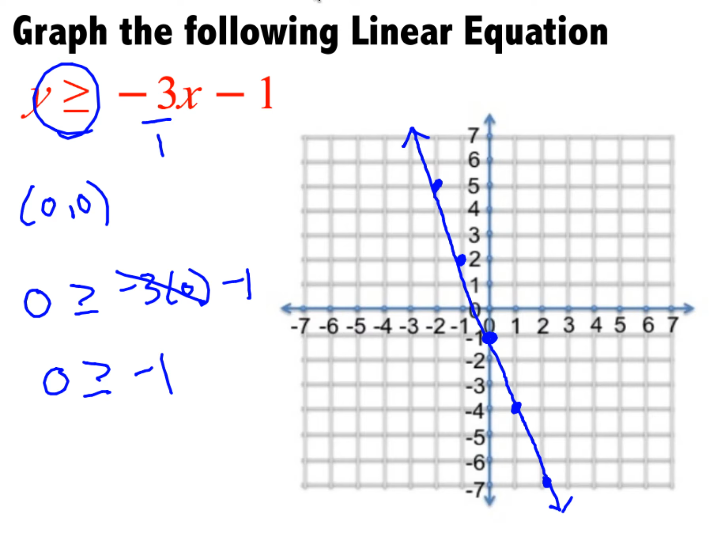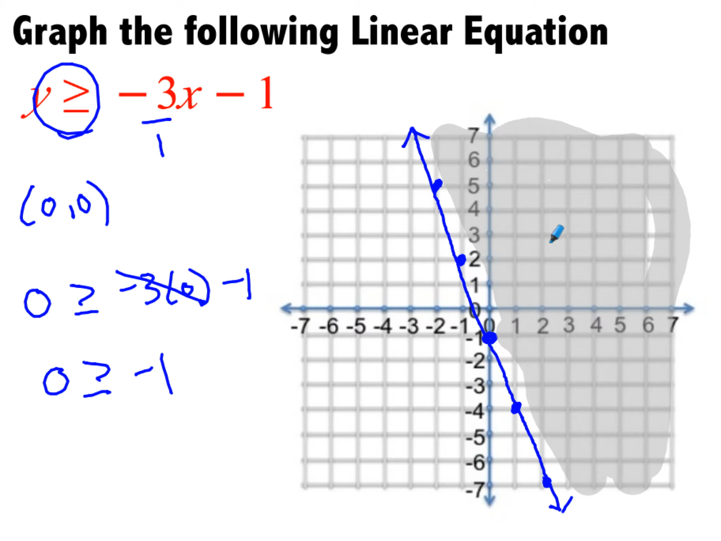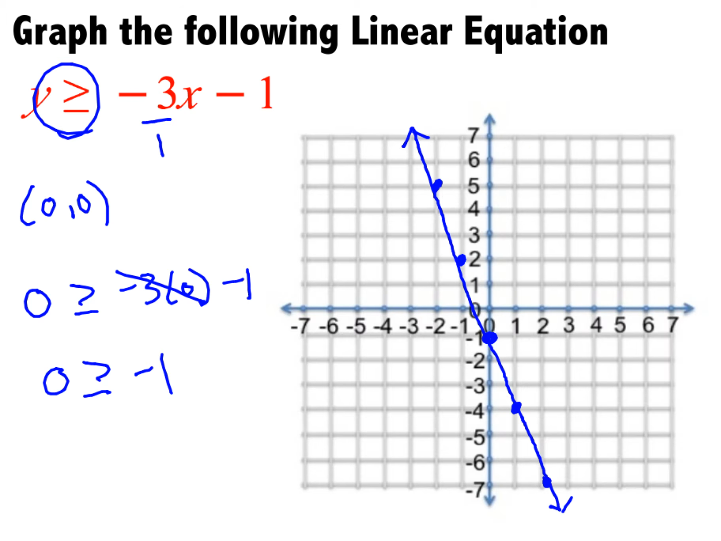And the answer is yes, it is. 0 is greater than or equal to -1. So that means I can shade in this whole side of the graph. So that's better shading, I think. Looks nice and light. Shade in this whole side here with my pencil, just nice and light. Doesn't have to be dark. Showing that all of these are part of my solution.